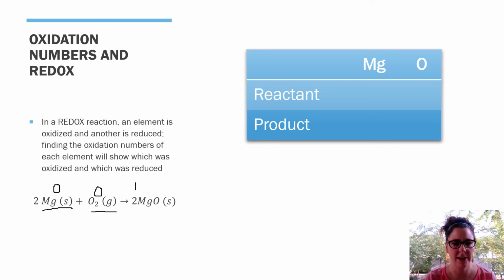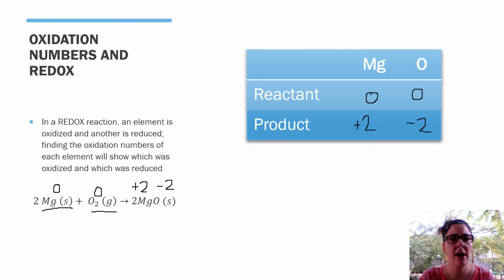Okay, so magnesium will be plus 2, and our oxygen will be minus 2. We have gone from an oxidation number of 0 on the reactant side to either plus 2 or minus 2 for our magnesium and oxygen on the product side. So let's track our oxidation numbers. For magnesium on the reactant side, we had 0, so we can put that here. On the product side, it went to plus 2, so we can put that here. Oxygen was also 0, and on the product side, it is now minus 2.